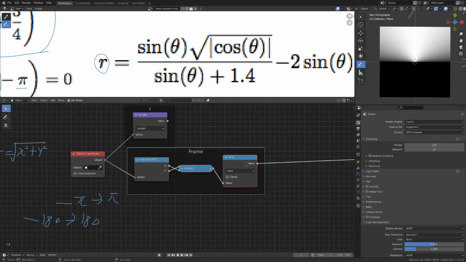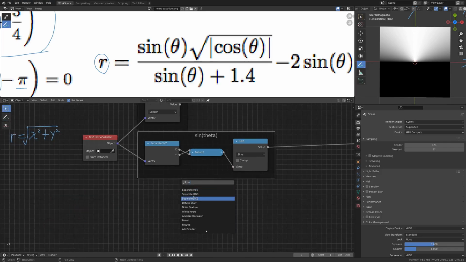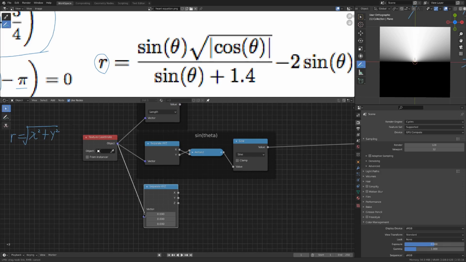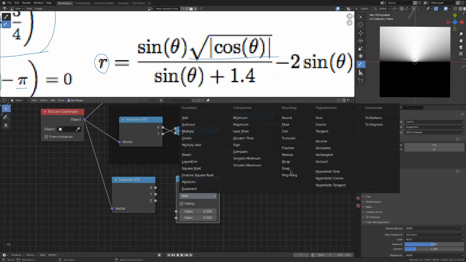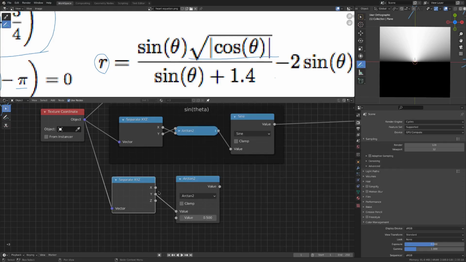So we are going to make a node group. Not node group, a frame, sine theta. Okay. We are going to erase them, which is kind of annoying. Okay. Separate XYZ node. And this time it's cosine theta and absolute, and again square root. So it's simple. As I did, arctan2 node, Y and X.